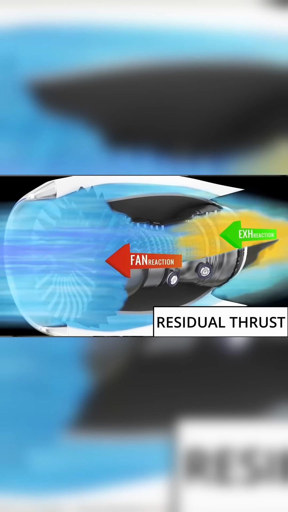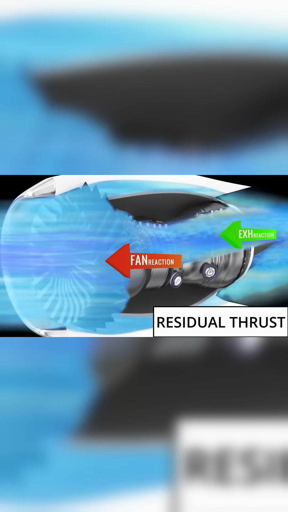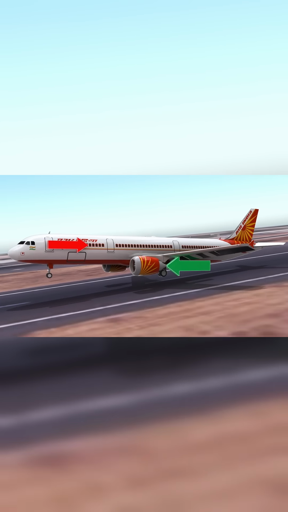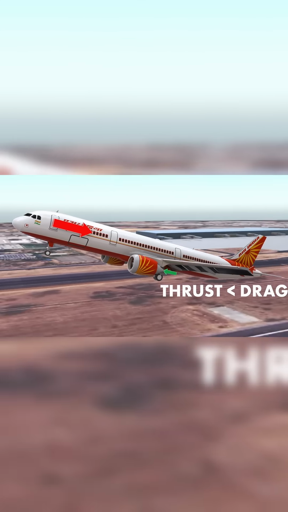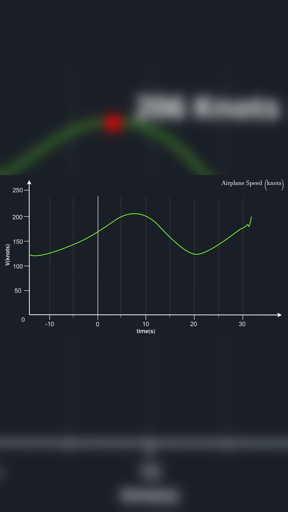Especially for a turbofan engine, the residual thrust is quite significant. In short, in a jet engine, after the fuel cutoff, the thrust gradually decreases and becomes zero. This means even after the fuel cutoff, the airplane's speed will keep on increasing for a few more seconds. When the thrust becomes lesser than the drag force, the airplane speed decreases. The graph produced by our analysis shows the airplane achieved a maximum speed of 206 knots.